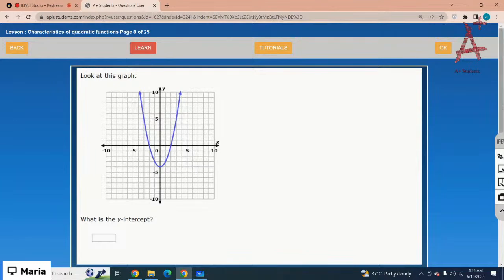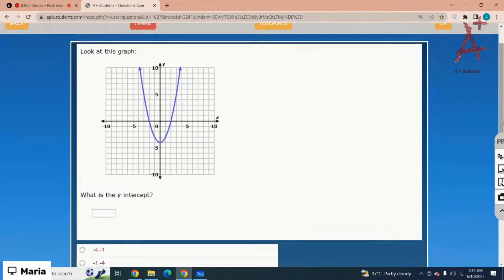Okay, the next one is, look at this graph. What is the y-intercept? The y-intercept is the point where the graph is touching the y-axis, so which is the correct option? The y-intercept is just -4.